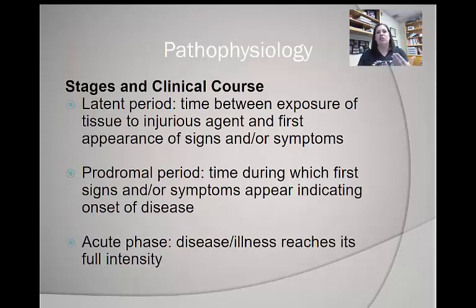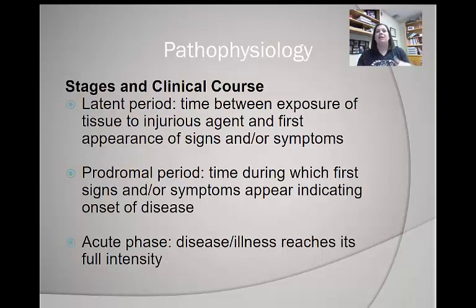There are certain stages that the patient kind of goes through. All right, and so when we look here, the first stage or phase is called the latent period. This is the time between when your tissue was exposed to an injurious agent and the first appearance of your sign or your symptom. That is what we call the latent period. All right, and so you've been exposed.